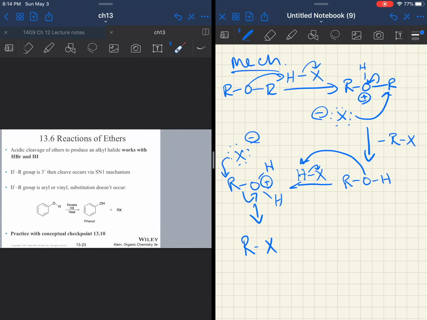This works well with HBr and HI. Don't worry too much about that. Again, I'm not going to try to trick you here. Since it is an SN2 reaction, it won't occur if we're on a tertiary carbon. It'll go by SN1. If it's on an sp2 carbon, it won't happen at all. I won't give you that kind of an example.